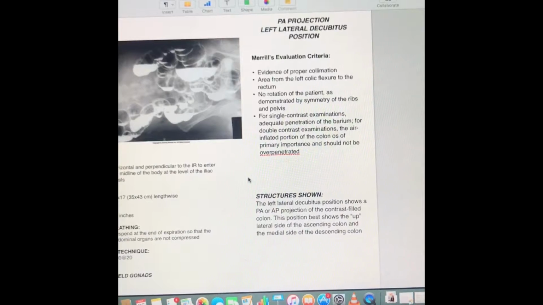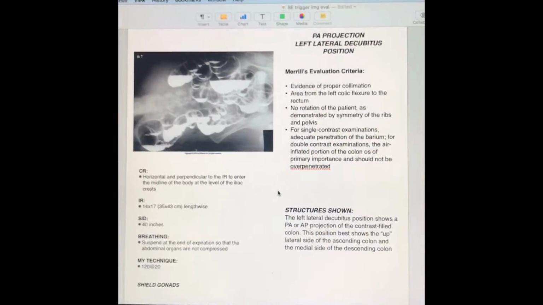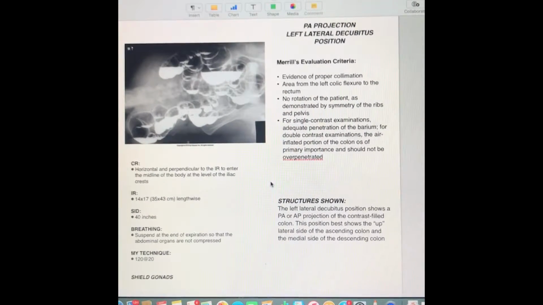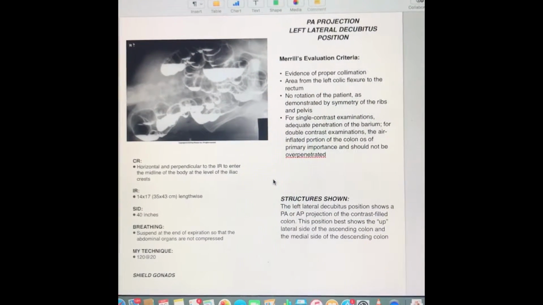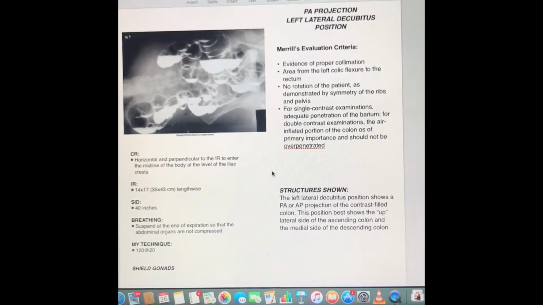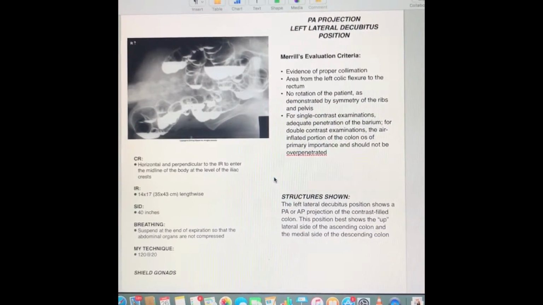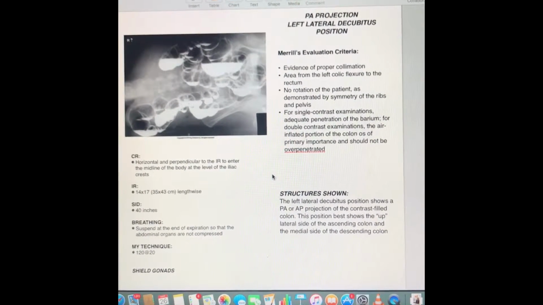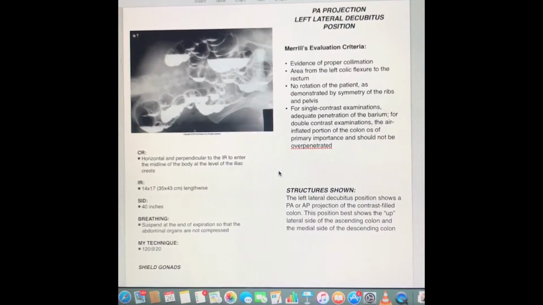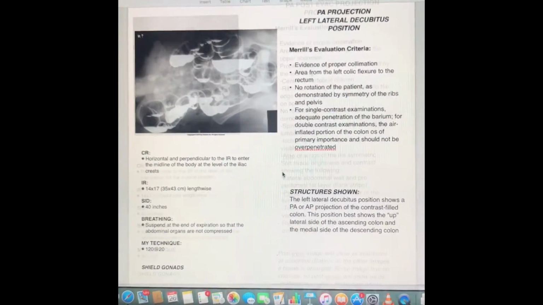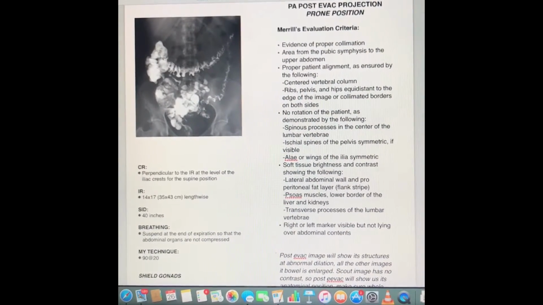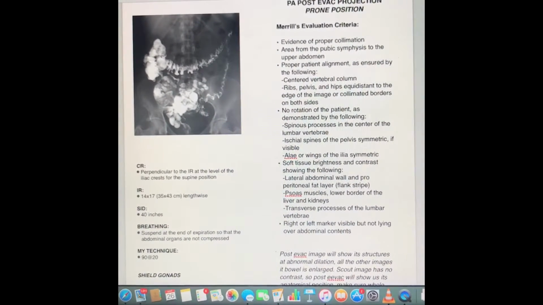My CR for this image is horizontal and perpendicular to the IR to enter the midline of the body at the level of the iliac crests. IR, I used 14 by 17 inches lengthwise. SID was 40 inches. Breathing is suspended at the end of expiration so that the abdominal organs are not compressed. And my technique was 120 at 20, and I shielded my patient. And my last projection was a PA post-evac projection.